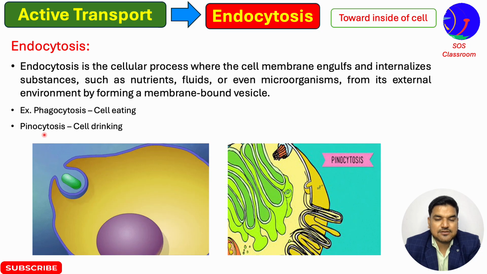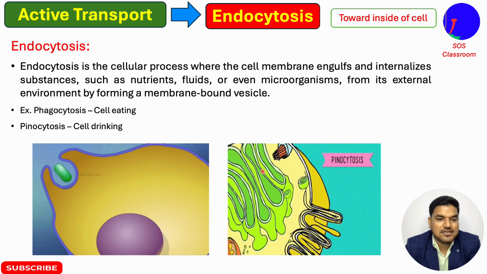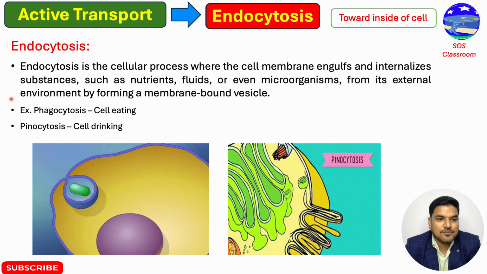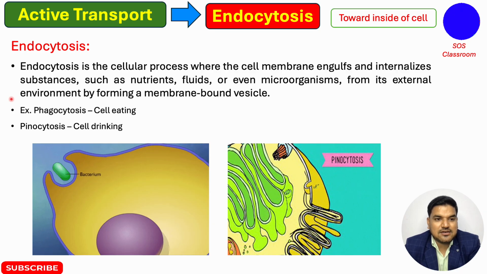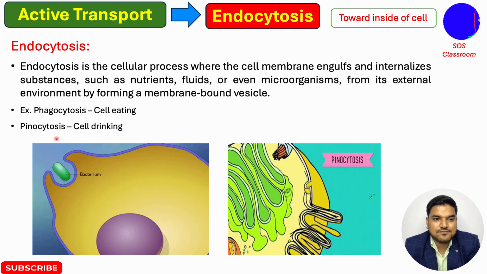Next is pinocytosis. Pinocytosis means cell drinking. When the cell is hungry, it takes water molecules in large amounts inside the cell by the process of pinocytosis. So you can see phagocytosis is for large molecules or large-sized particles, and the pinocytosis process is for small-sized molecules.